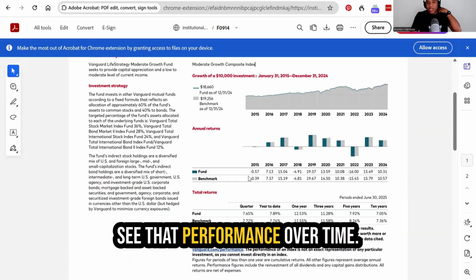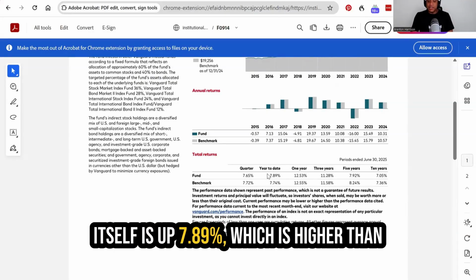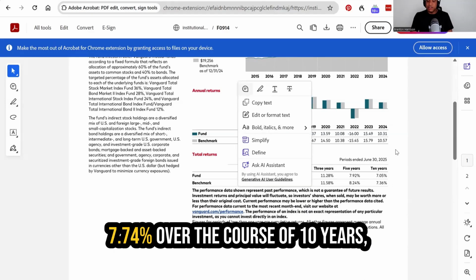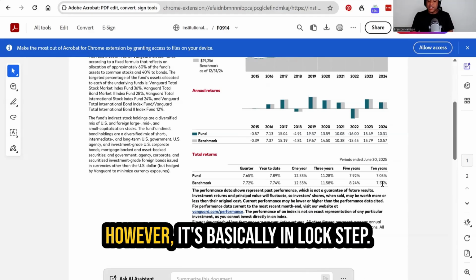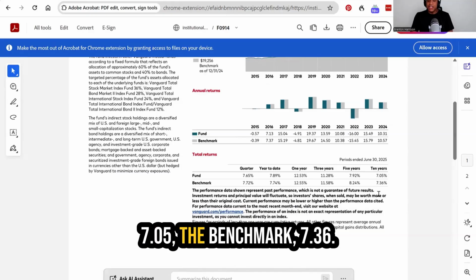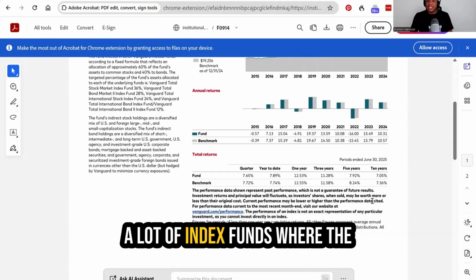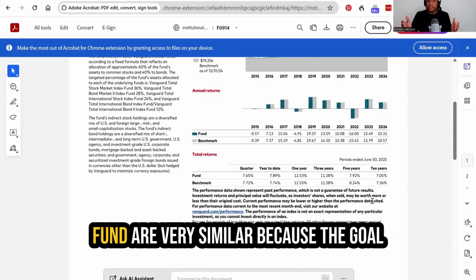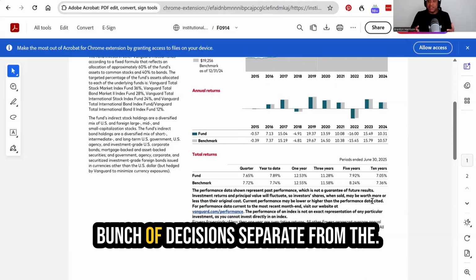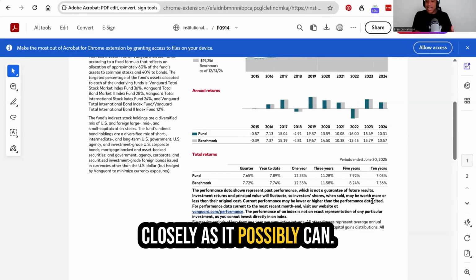And you can see that performance over time. For example, year to date, the fund itself is up 7.89%, which is higher than the performance of the benchmark, 7.74%. Over the course of 10 years, however, it's basically in lockstep. The fund has performed 7.05, the benchmark 7.36. This is something that you see with a lot of index funds, where the performance of the benchmark and the fund are very similar, because the goal of most index funds is not to make a bunch of decisions separate from the index. It's to simply follow it as closely as it possibly can.